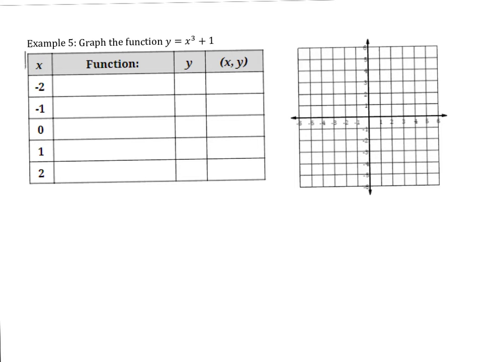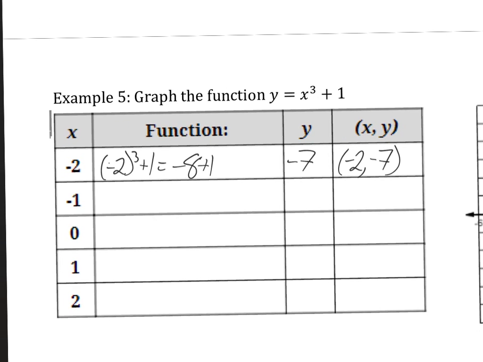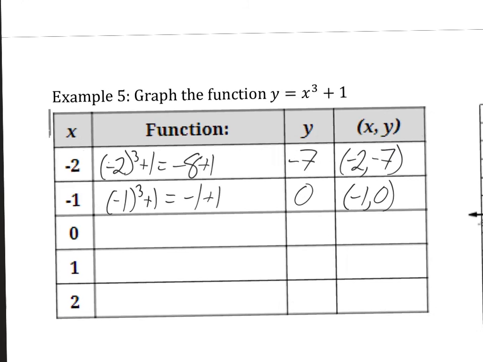Okay, so we have parentheses -2 to the 3rd plus 1. So -2 times -2 is 4, times -2 is -8, plus 1, which is -7. So I have a dot at -2 comma -7. -1 to the 3rd power plus 1 is -1 plus 1. So that is 0. So I have a dot at -1 comma 0.